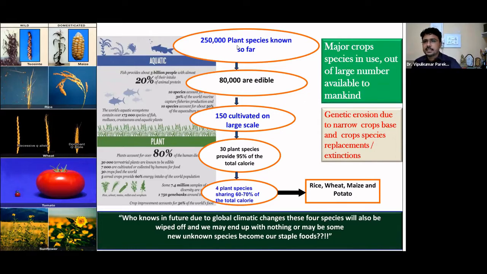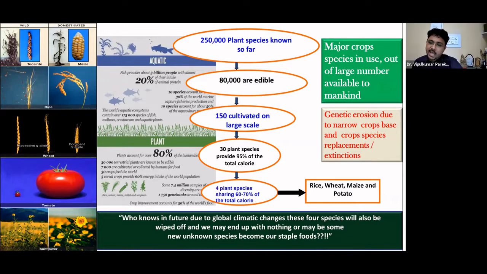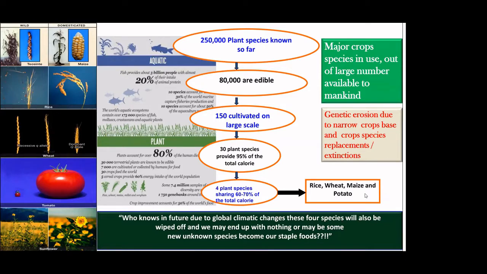But if we see the diversity present on the earth, there are nearly 250,000 plants. Of those, 80,000 are edible, 150 are in cultivation, and 30 plant species supply about 95% of the total calories we use in food. Among them, there are only four species we rely upon for our nutritional security: rice, wheat, maize, and potato.